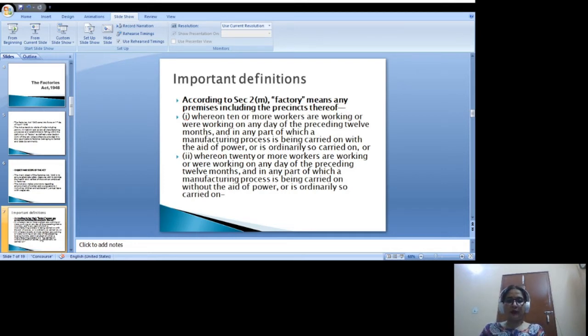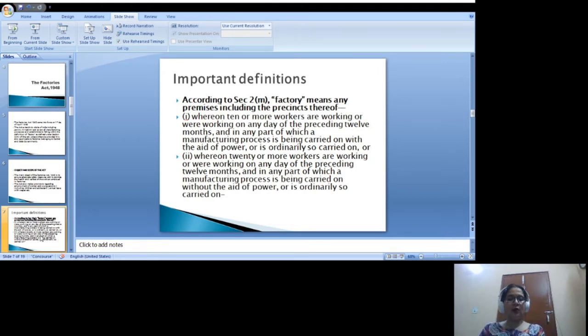I hope the definition of factory is clear. 4 main things you have to learn in the definition of factory. First is number of workers. How many number of workers? If 10 workers are there, you are using the aid of power. If 20 workers are there, you are not using the aid of power, because it is a factory. So manufacturing process should be carried on, and what will be the timing?